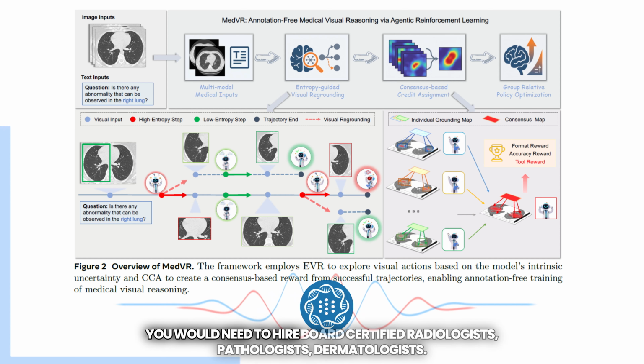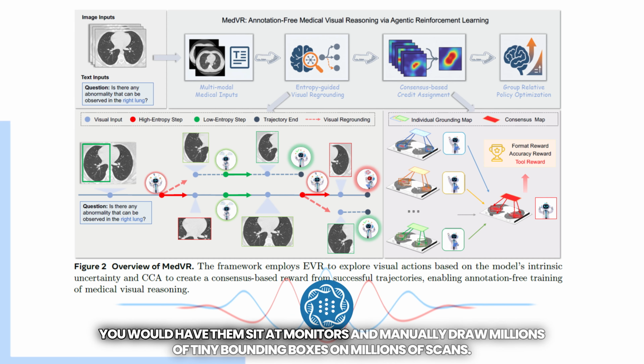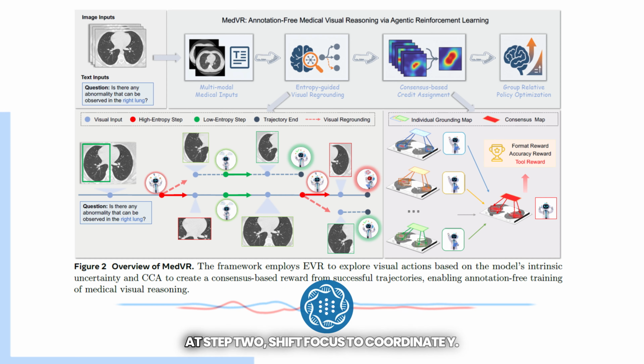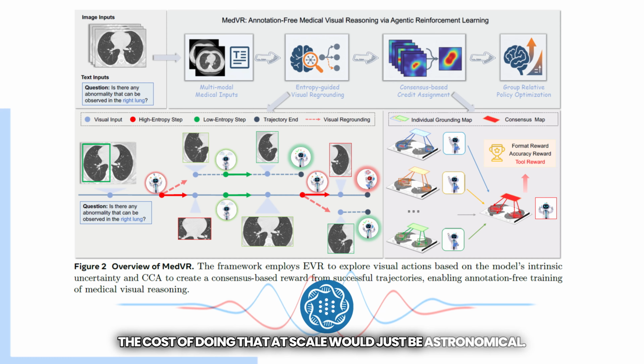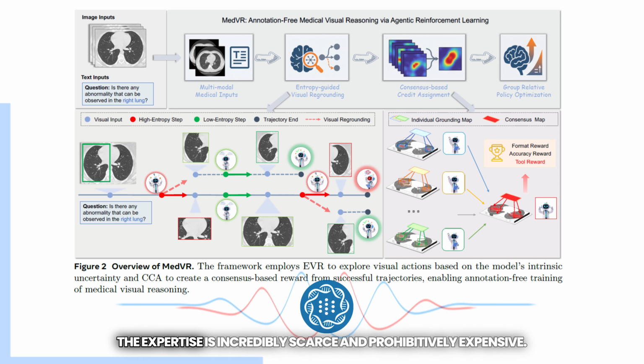You would need to hire board-certified radiologists, pathologists, dermatologists. Which is not cheap. Not at all. You would have them sit at monitors and manually draw millions of tiny bounding boxes on millions of scans. For every single image, a doctor would have to record, at step 1, zoom into coordinate X. At step 2, shift focus to coordinate Y. The cost of doing that at scale would just be astronomical. You can't just crowdsource pathology labeling to casual internet users to save a few bucks. You really can't. The expertise is incredibly scarce and prohibitively expensive.